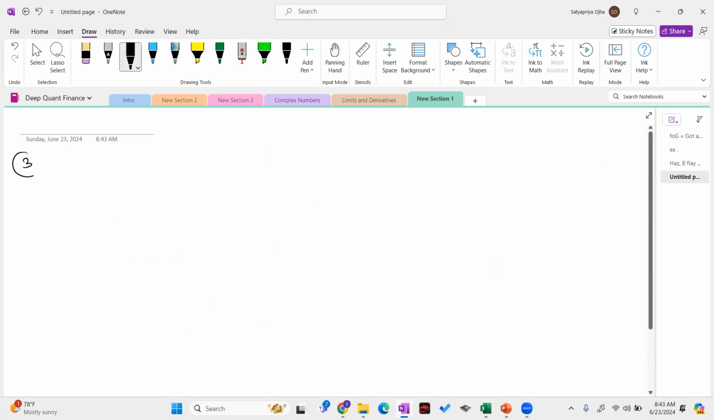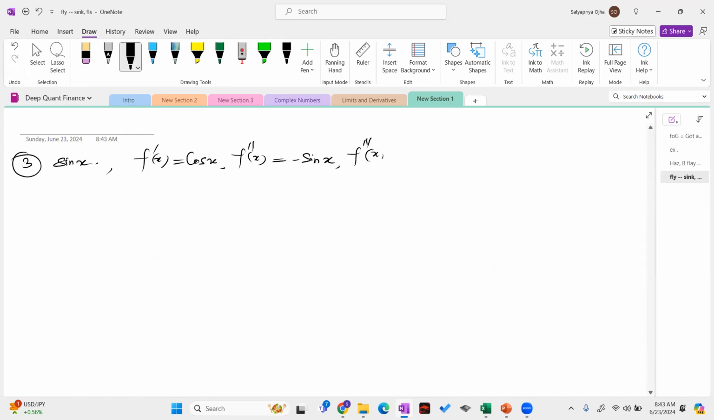We have question 3, sine x. F dash x is cos x. F double dash x is minus sine x. F triple dash x is minus cos x. Fourth derivative, sine x. Right? It comes full circle after 4 derivatives.